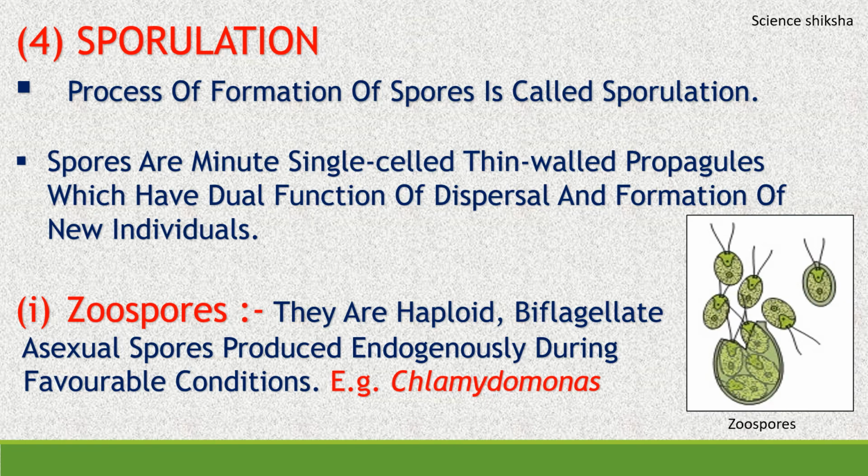Zoospores are also shown in the picture. They are haploid, biflagellated, asexual spores produced endogenously during favorable conditions. Here, the meaning of endogenously is inside the body of the individual. So the example is Chlamydomonas.